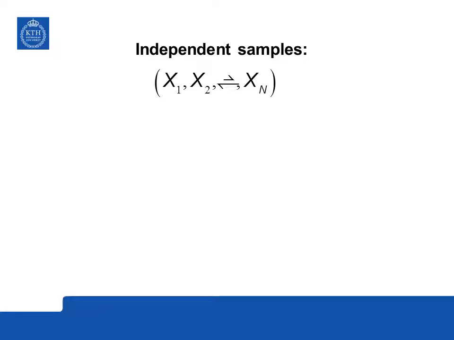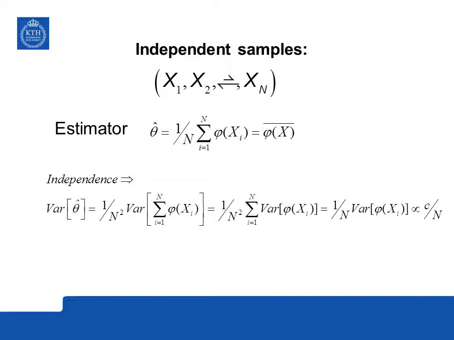In our previous analysis, we have assumed that samples are independent. So the vector x1, x2, up to xn consists of independent random variables. We have used average type estimators of this type. Theta hat is an average of phi of x. And for these types of estimators, we can compute the variance in a simple way. It's simply the variance of the individual variable x divided by n, the sample size. And we can see that the variance decreases with 1 over n, or if you look at the standard deviation, it will decrease as 1 over the square root of n.